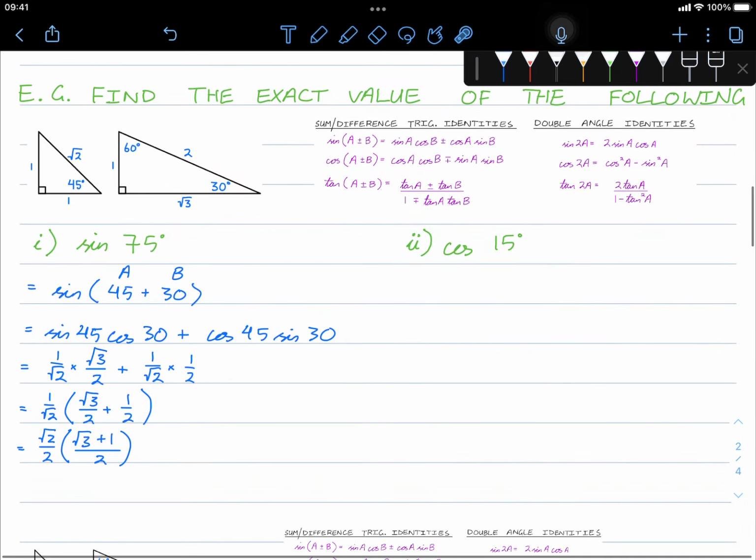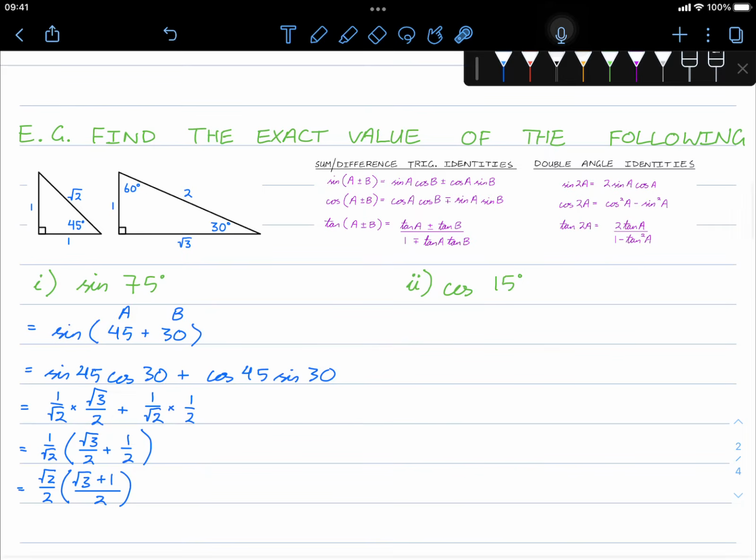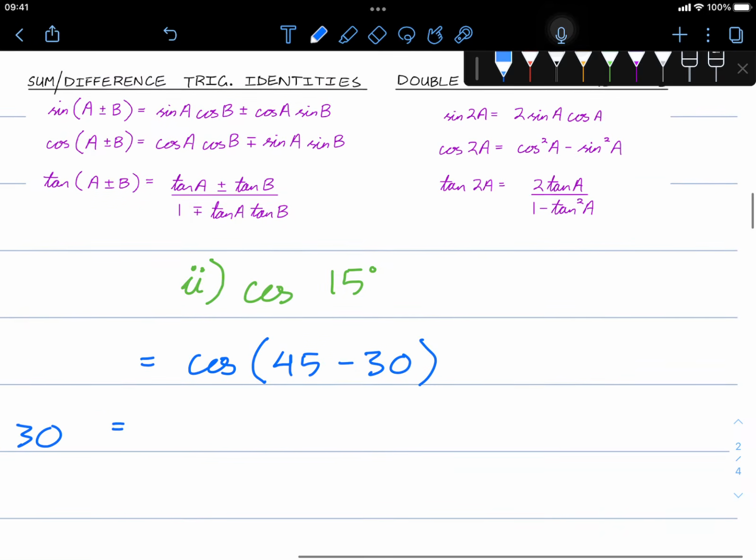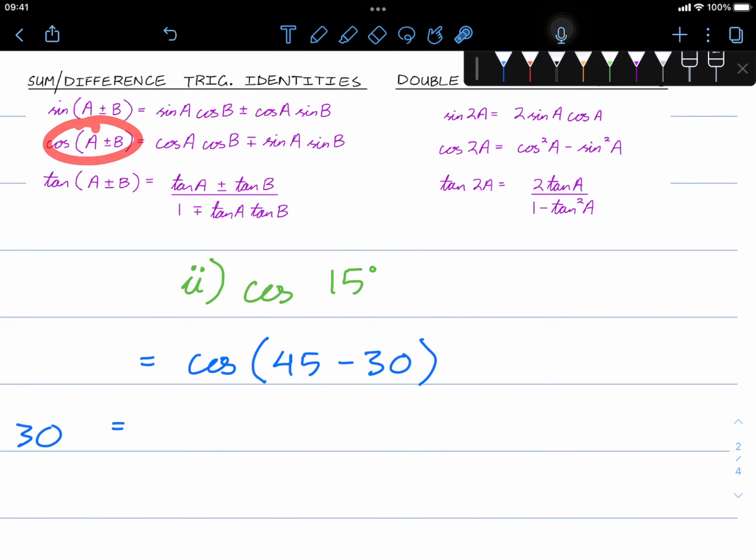So let's keep moving and find cos 15. Once again, we don't have an expression for cos 15, so we're going to have to use some combination of the ones that we do have. I hope you can see it. It's actually going to be cos of 45 minus 30, because 45 minus 30 is 15. So from here, we can use the difference of cos. So this is A and B.